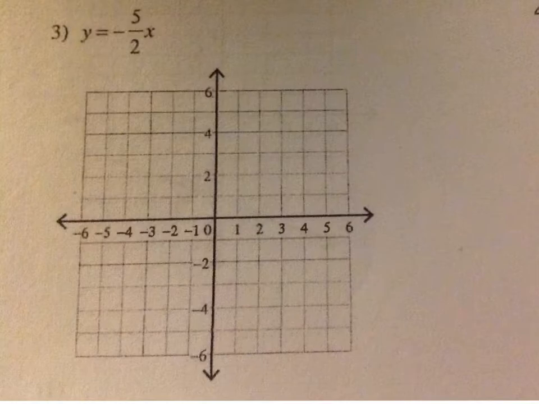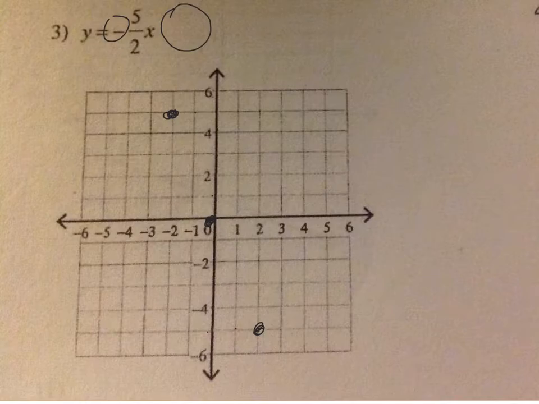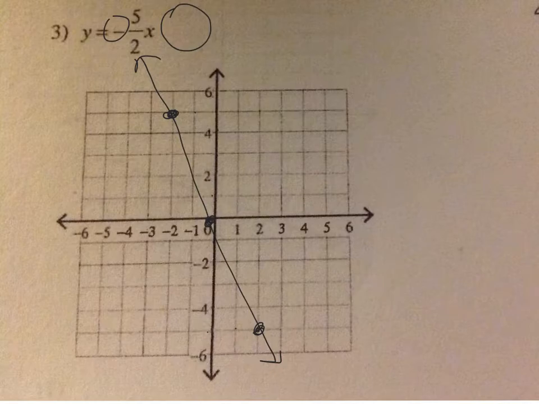For number 3, I'll just use slope-intercept form. Since there is no y-intercept, I'm going to put my first point at (0, 0), the origin. The slope is -5/2, so I could go up 1, 2, 3, 4, 5 to the left 2, or I could go down 5 and to the right 2. It's a negative slope, so make sure that you check yourself that it's going in the right direction for a negative slope line.